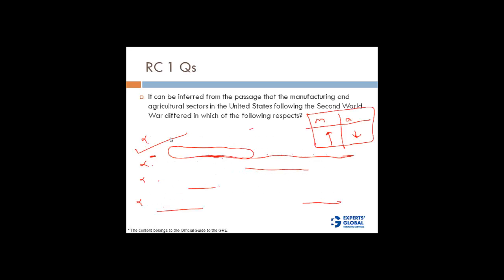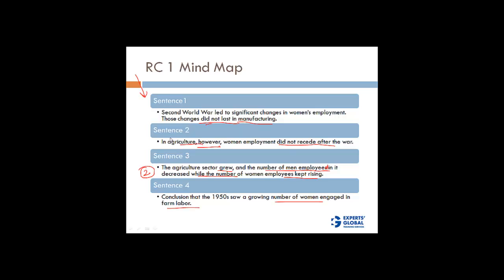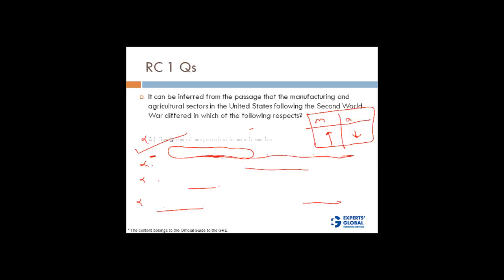So we will just quickly make a note of this. We are talking about women's employment in post-World War years in the manufacturing and agricultural sectors. In manufacturing, women's employment is decreasing. In agriculture, women's employment is increasing for two reasons. That is, the agriculture sector itself is growing, and also the number of men employed is decreasing. And that is why 1950 saw a steady rise in women's employment in farm labor. That is the mind map. So based on that, how can we answer this question?